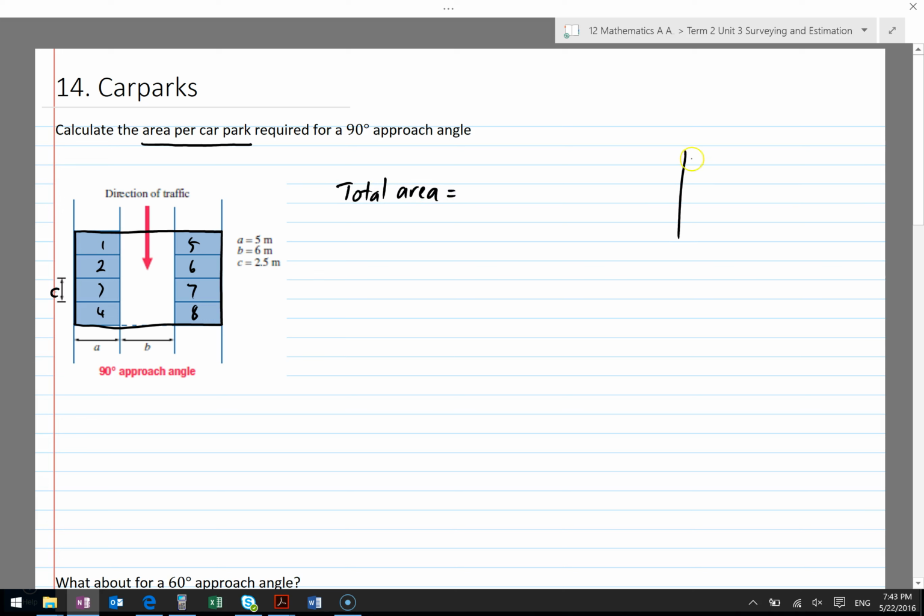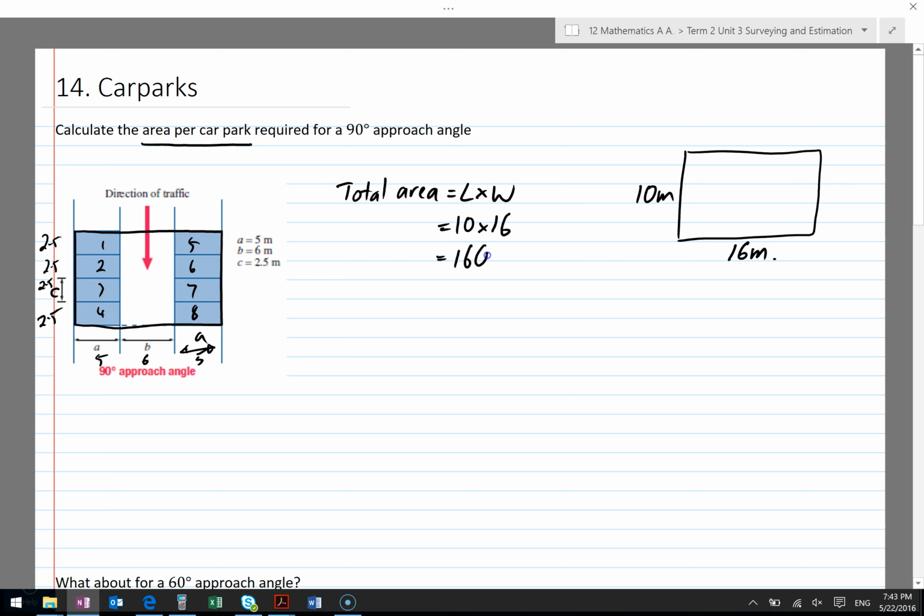It's essentially just a big rectangle. We know that A is 5, B is 6, and this is A again, 5. So we know that the base is 16 meters. And I know C is 2.5, so I've got 2.5, 2.5, 2.5, 2.5. All up I'll have 10 meters there. The total area used is a rectangle, length times width. 10 times 16, either way, 160 meters squared for those 8 car parks.